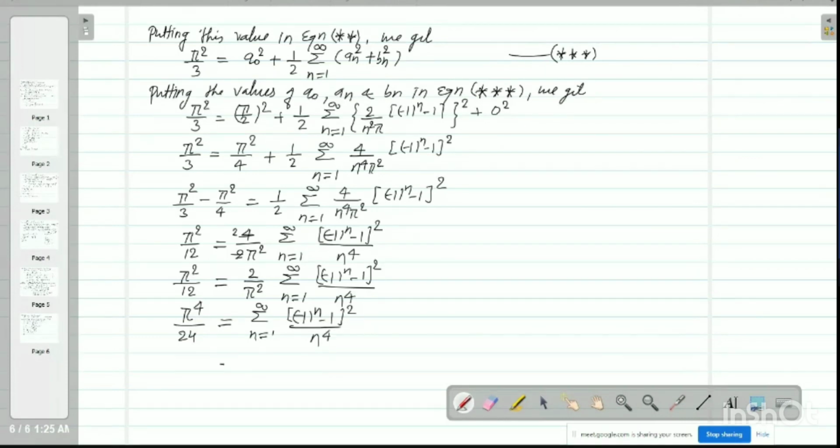Now run this series. Okay, we are going to run it. If we put n equal to 1 here, what will you get? n equal to 1, so this is minus 1, that is minus 2, and 2 here.